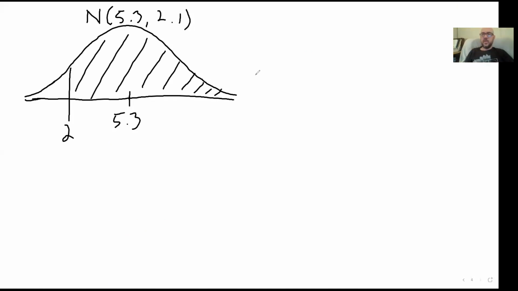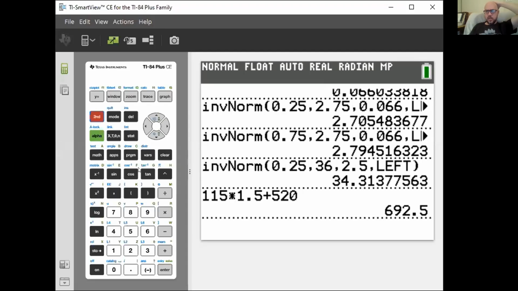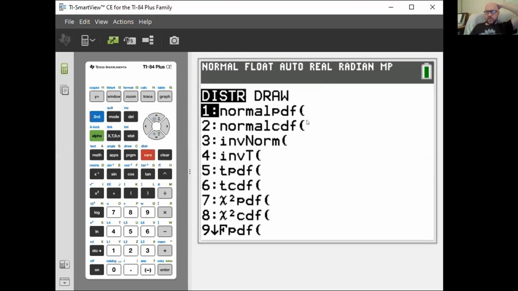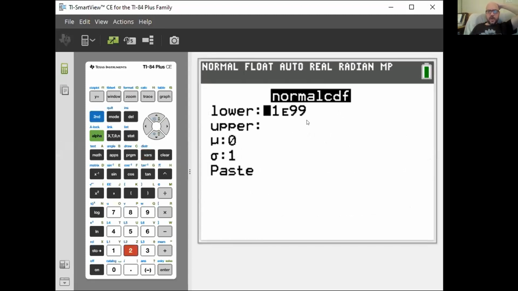Because remember, that probability equals the area. So to answer this, you want to do normal CDF, from 2 up to infinity, because there's no technical upper limit for the number of days you could spend in recovery, with a mean of 5.3 and a standard deviation of 2.1. So let's go look at that. Under distributions, we're going to use normal CDF. Lower bound is 2, upper bound is some large number that we'll substitute for infinity. Mean was 5.3 and the standard deviation was 2.1.